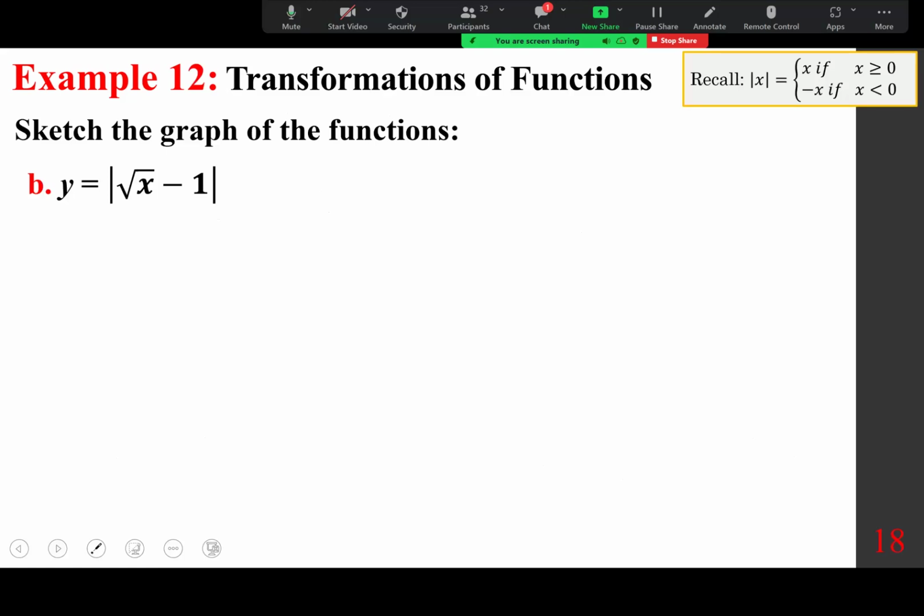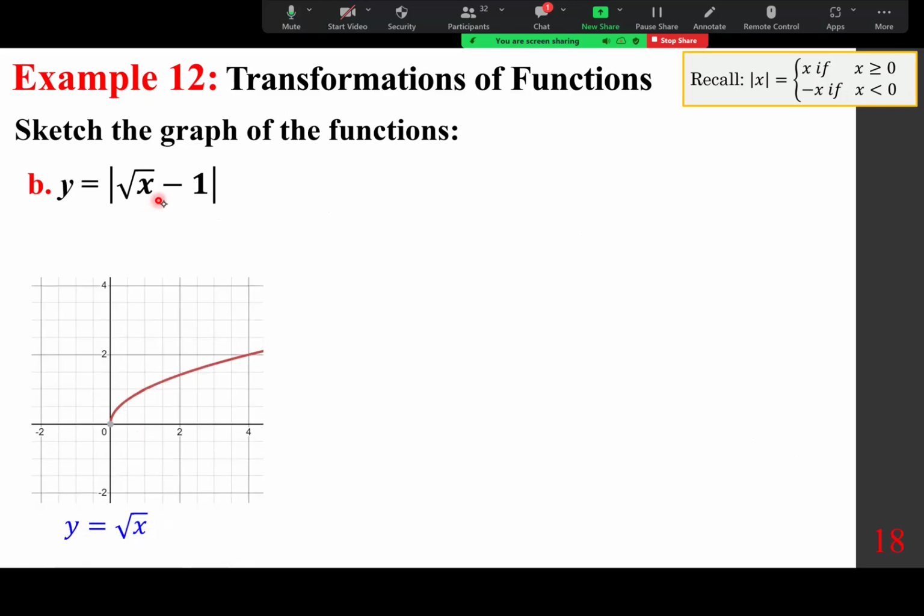All right, transformation of functions. We want to sketch the graph. We had done this before, so we are going to remind you how it's done. Number one, we should know y equals square root of x. It looks like this.